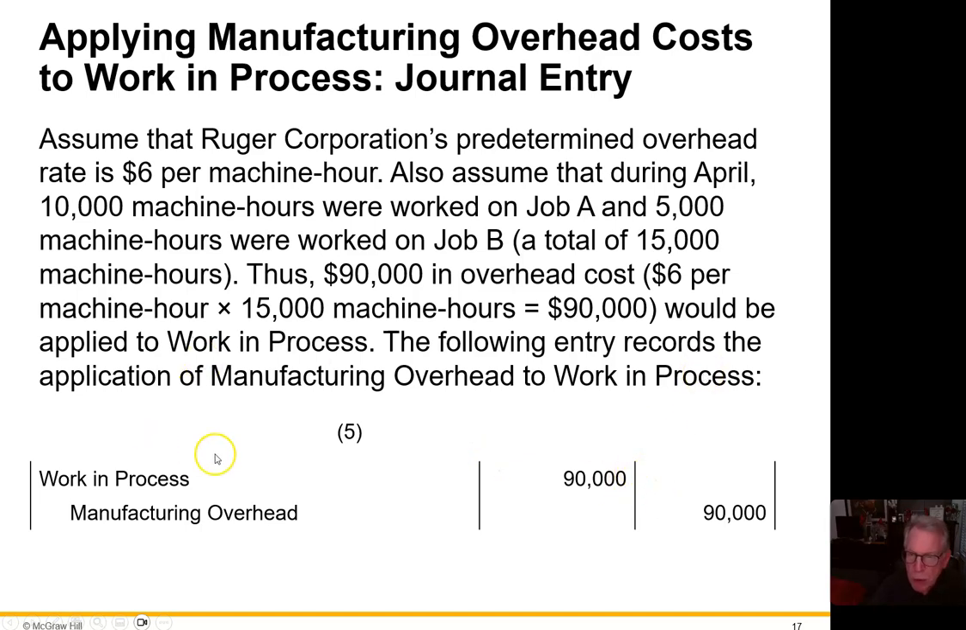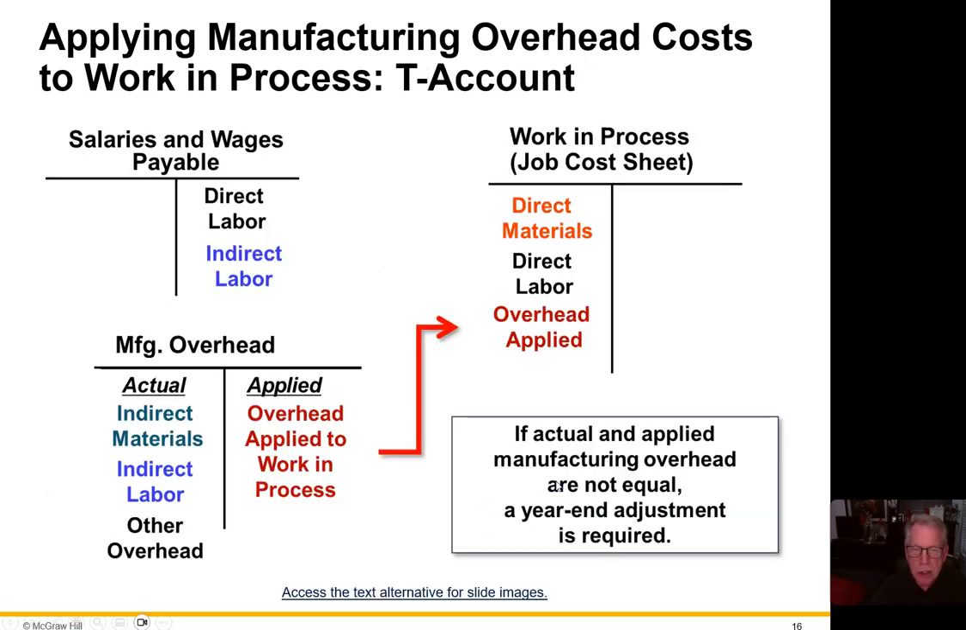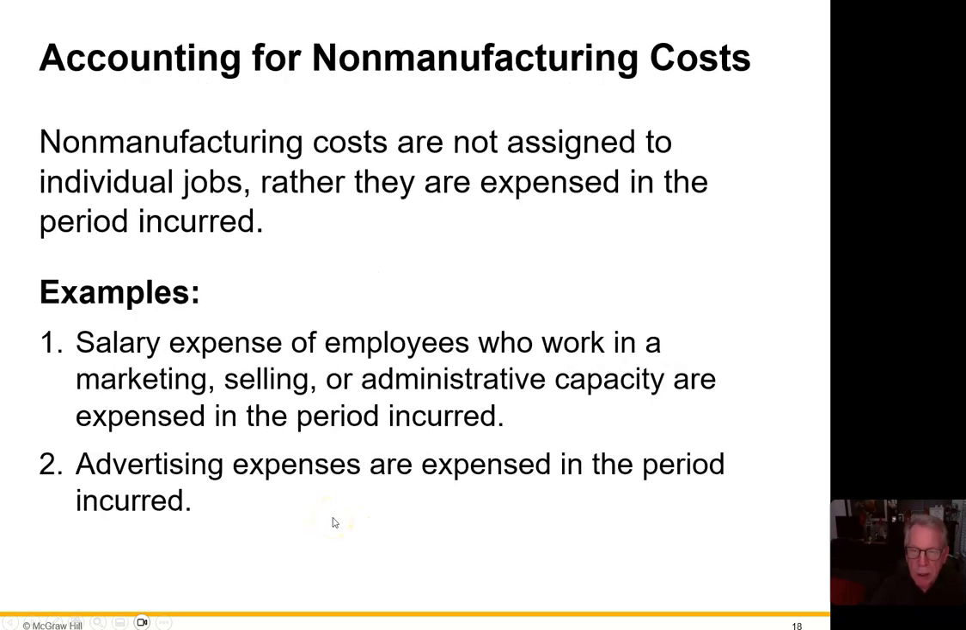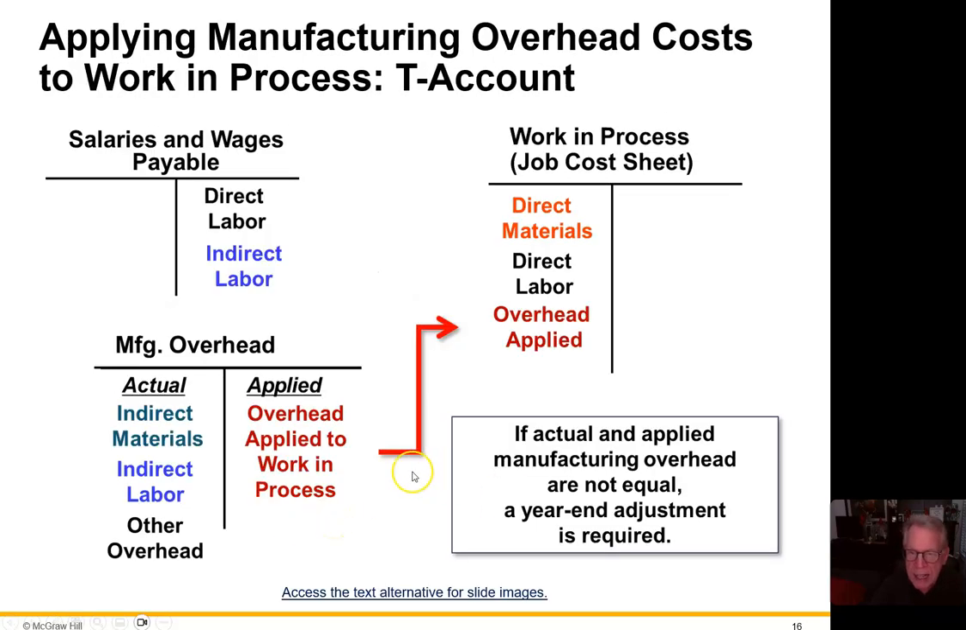So the following entry is going to record how we do that. We're going to debit work in process inventory to increase it by $90,000, just like you would do here, right? And the credit is going to be to manufacturing overhead because we are taking it out of manufacturing overhead as applied overhead.